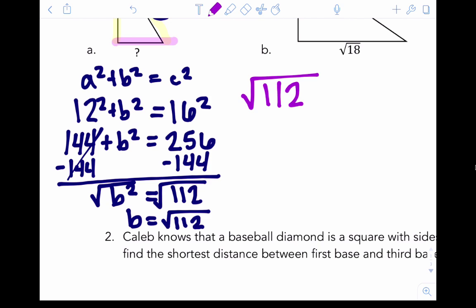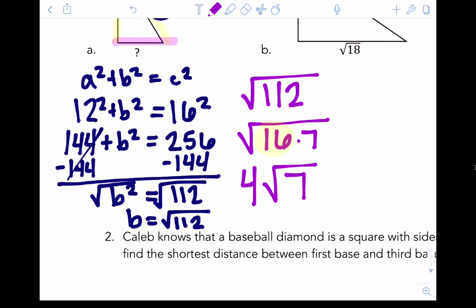The square root of 112, I can rewrite 112 as 16 times 7. I have the square root of 16 that I can pull out because it's a perfect square. So I'll have 4 on the outside of my square root sign, and I'm left with a 7 on the inside of the square root sign. That's as simplified as it can be, so I'm done with this. My missing side length is 4 times the square root of 7.